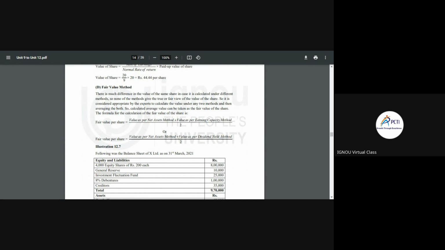The formula for the calculation of the fair value of the share is: fair value per share is equal to value as per net asset method, then we add value as per earning capacity method, and we divide it by 2. Alternatively, fair value per share is equal to value as per net asset method, then we add value as per dividend yield method, then we divide it by 2.